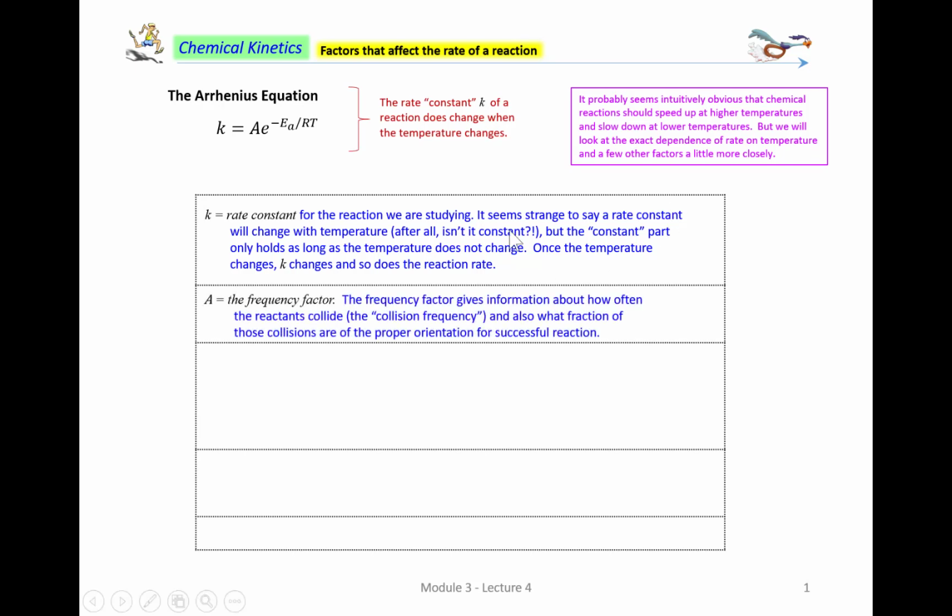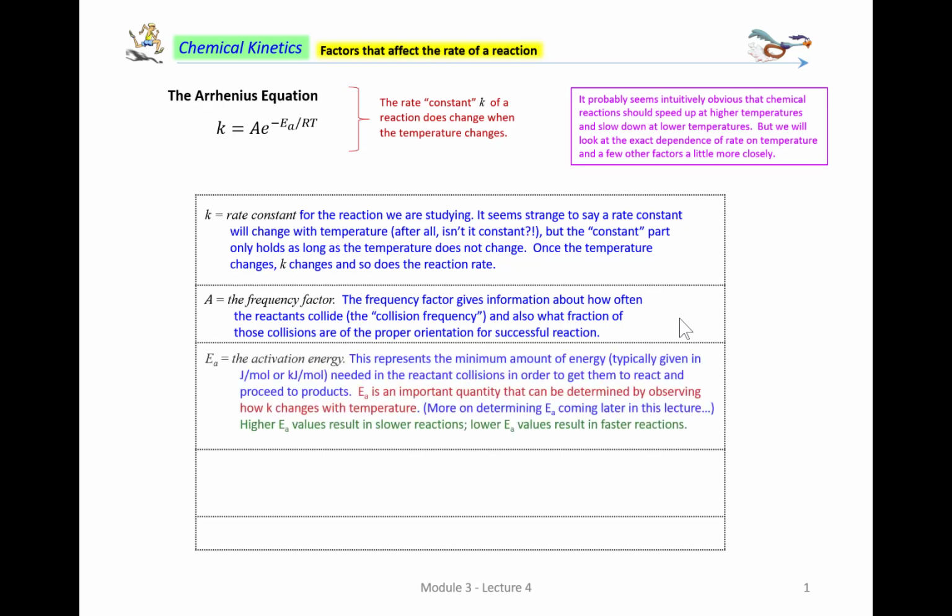The term in the Arrhenius equation that comes before this exponential term, this capital A, is a little mysterious. We're going to talk about that in a few minutes. It's called the frequency factor. And basically, it gives information about how often reactants collide, which we would call the collision frequency, and also an important factor, which is what we call the fraction of those collisions that are of the proper orientation for successful reaction. Again, we'll get to that in a few minutes.